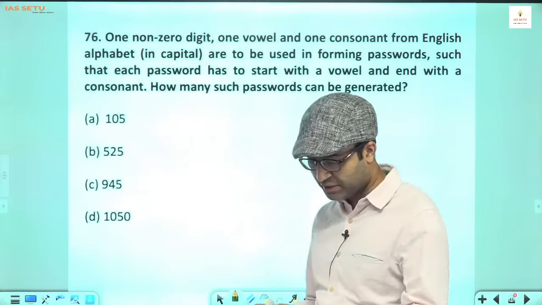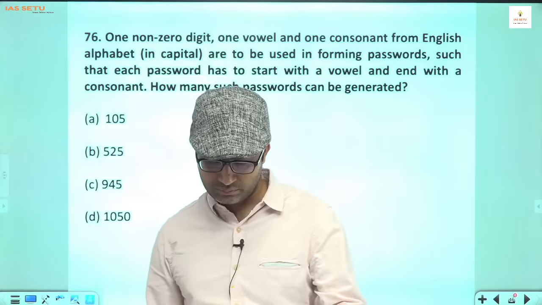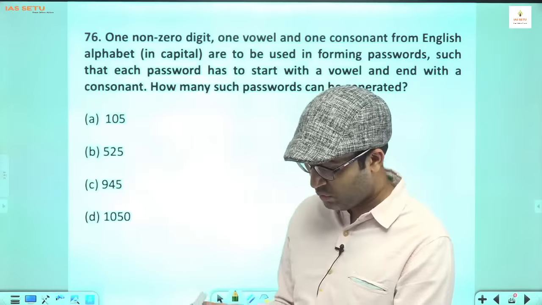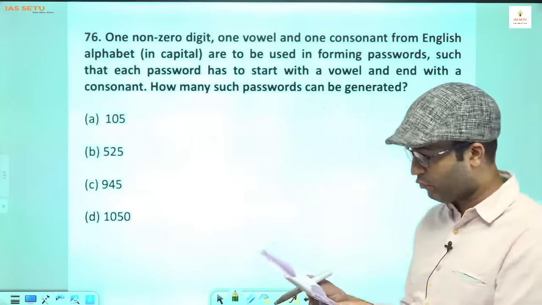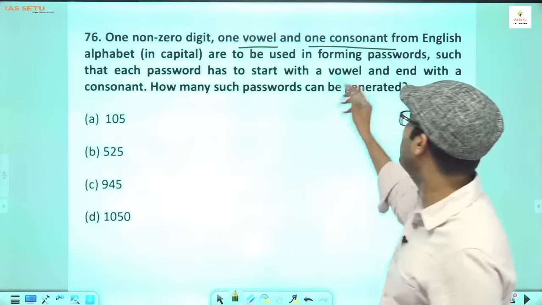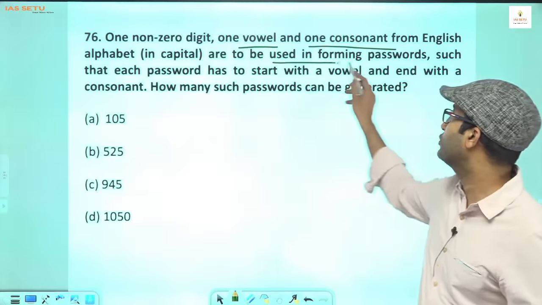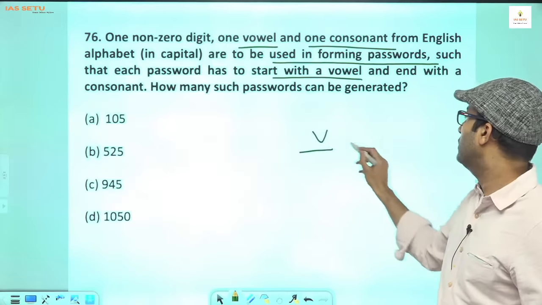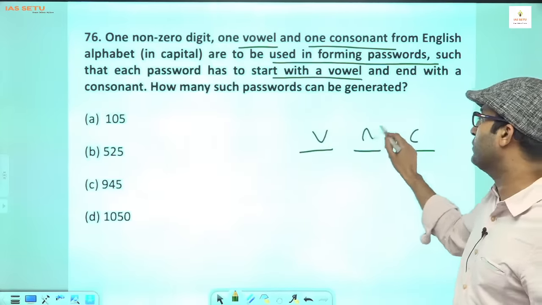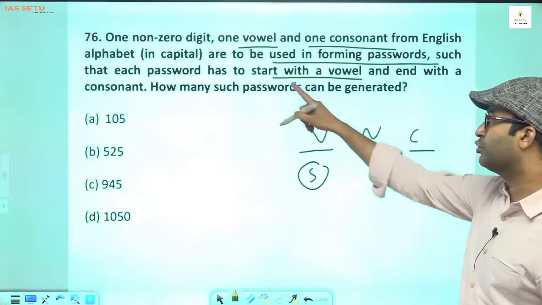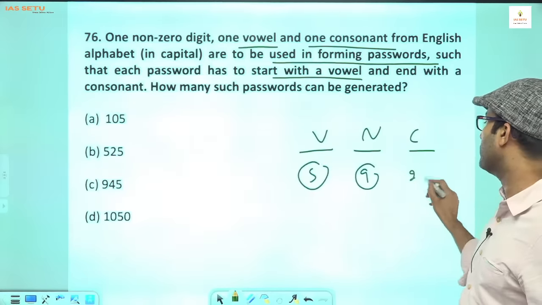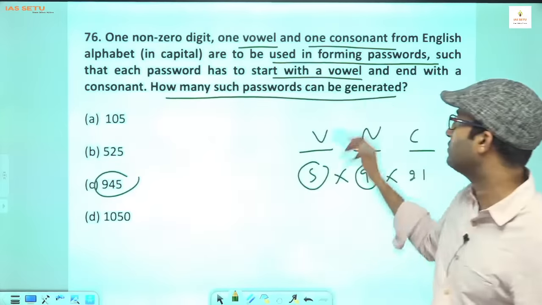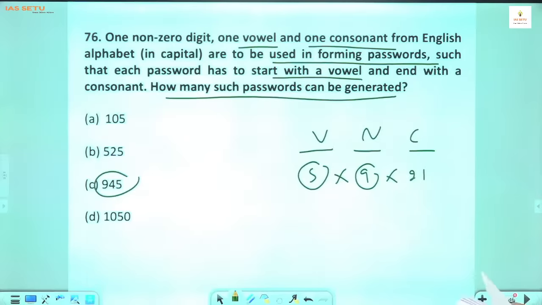Next is question number 76. One non-zero digit, one vowel and one consonant from the English alphabet in capitals are to be used in forming a password such that each password has to start with a vowel and end with a consonant. So here the number will be: there are 5 vowels. 0 is not allowed, so 9. How many consonants? 21. So your answer is 45 into 21, 945. How many such passwords can be generated? 945 passwords can be generated.